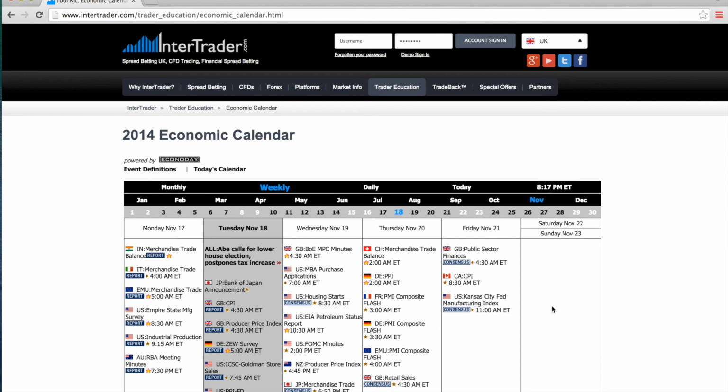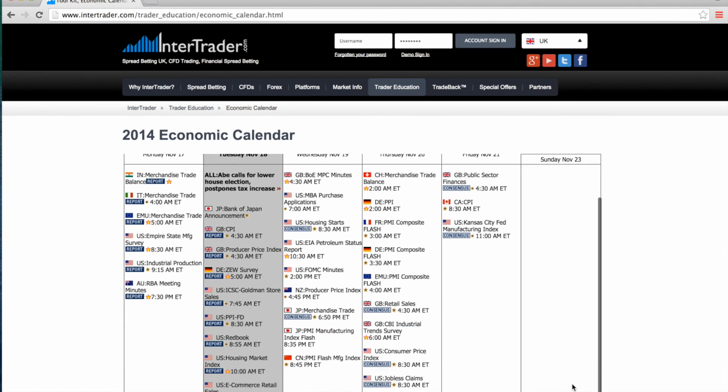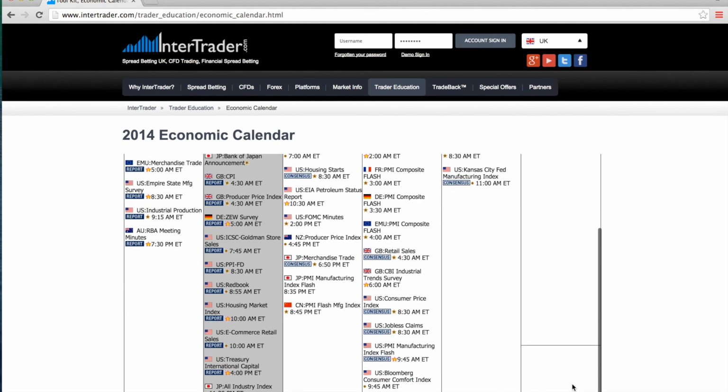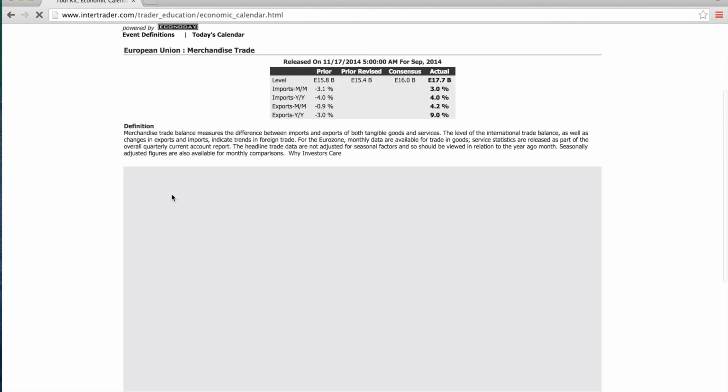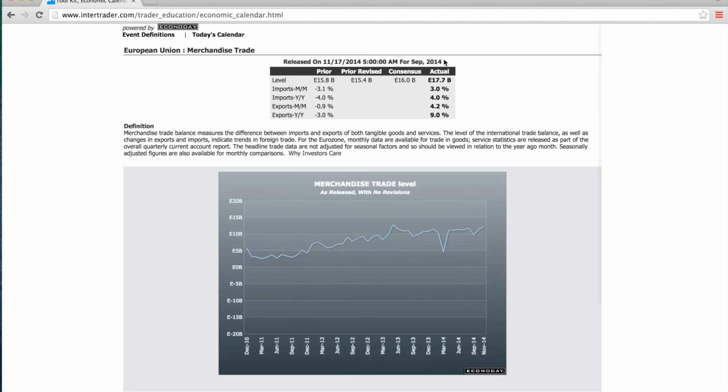When the event is actually released, the data will then be reflected in a report. To look at an example, let's look at the EMU Merchandise Trade Report. Again, we see the various subcomponents of the event. We have the consensus, and then the actual data will be populated right next to consensus, or consensus range if it exists.